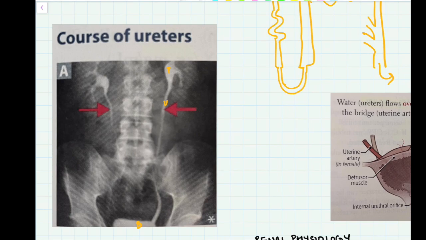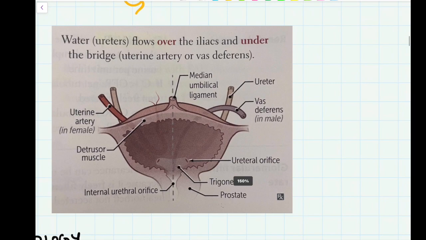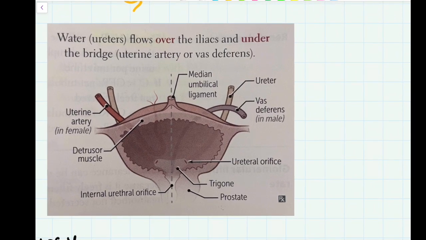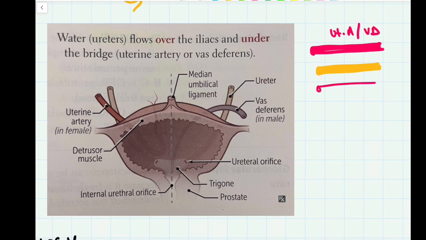So for the course of the ureter, what is very important to know is "water under the bridge". So water, that is the ureter, passes under the gonadal vessels, that is the uterine artery and the vas deferens, while it lies over the common iliac artery. So what happens is that in gynecological procedures like ligation of the uterine artery or the ovarian vessels, the ureter might also get damaged, which leads to obstruction or leak, that is the urinary leak.